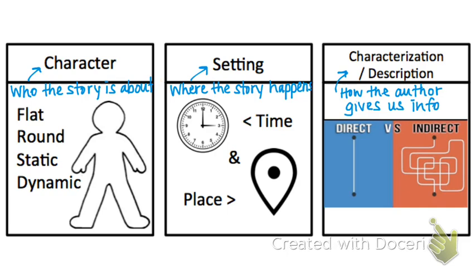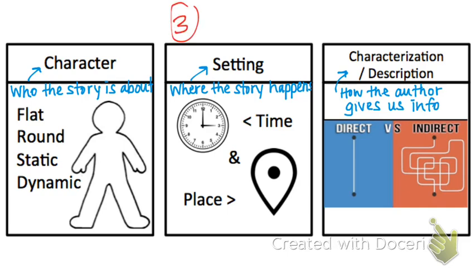Alright, so first thing, we're combining elements 2 and 3. So the second element of story elements is character. Character is who the story is about. We often have a main character, but we'll often have a whole cast of characters. We have a bunch of different ones. So we have these different types of characters in them. If your notes don't include this, make sure you write these words: flat, round, static, and dynamic. We'll talk a little bit more about that when we get to the notes underneath the flap.